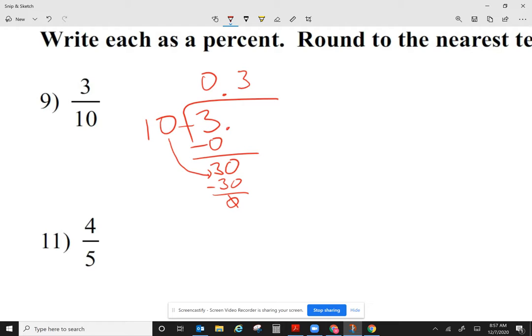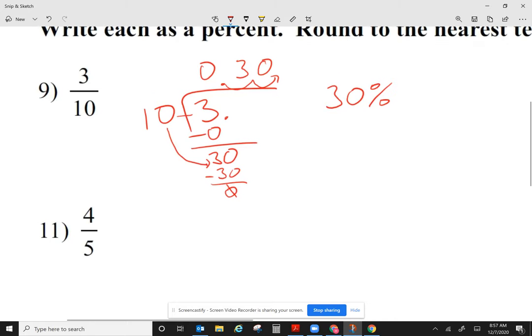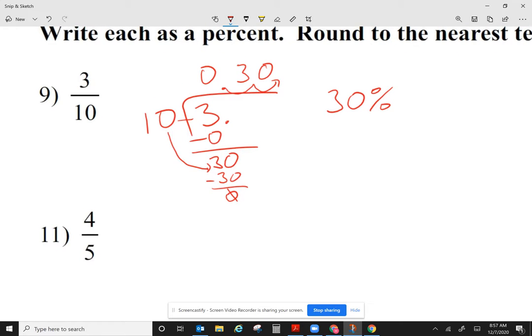Now, to write this as a percent, let me move my decimal place. I'm going to move it to the right 2 spaces. Add any zeros if you need in order to be able to move the decimal point 2 places to the right. If I add an extra 0 here, I will be able to move my decimal point 2 places to the right, and I'm going to write this as 30%. Get the decimal first, and then move the decimal point 2 places to the right.